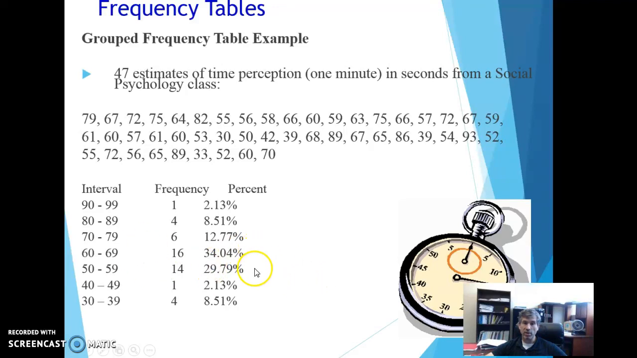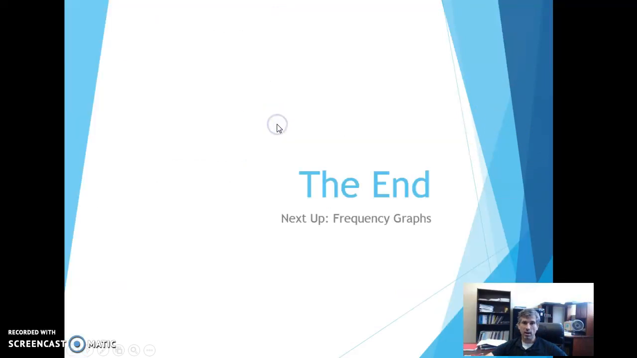We can see most people estimated between 50 and 69 seconds. We can see that people were more likely to overestimate how much time had passed than underestimate how much time had passed. Again, little nuggets of information that are really, really hard to pick out if we're just looking at the entire data set here.